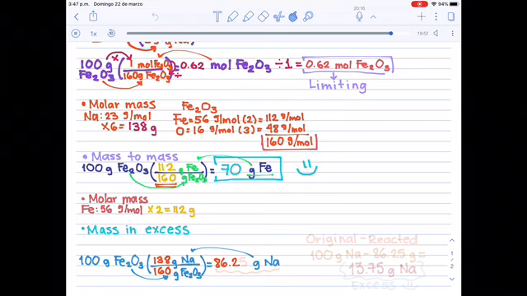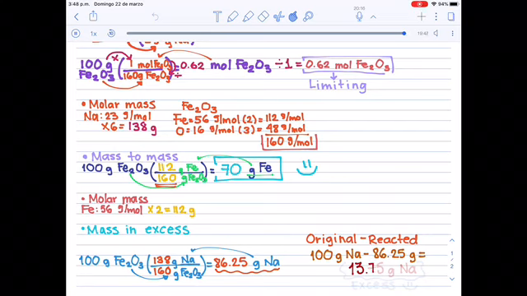Then we multiply 100 grams times 138 divided by 160, and we have 86.25 grams of sodium. To calculate how much is the leftover, then we need to subtract the original amount that was given, that were the 100 grams of sodium, minus the one that actually reacted, that are the 86.25 grams, and we get a total amount of 13.75 grams of sodium. So this would be our leftover, and that's it.